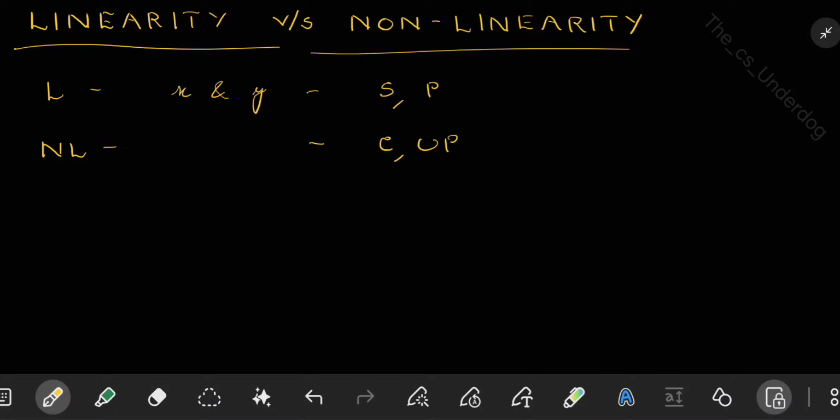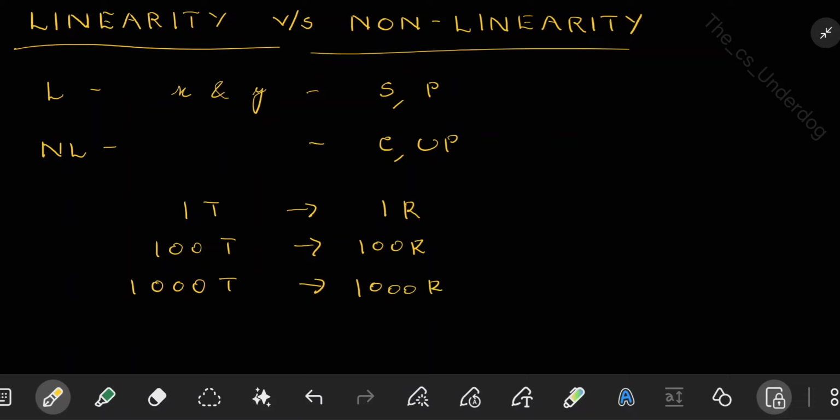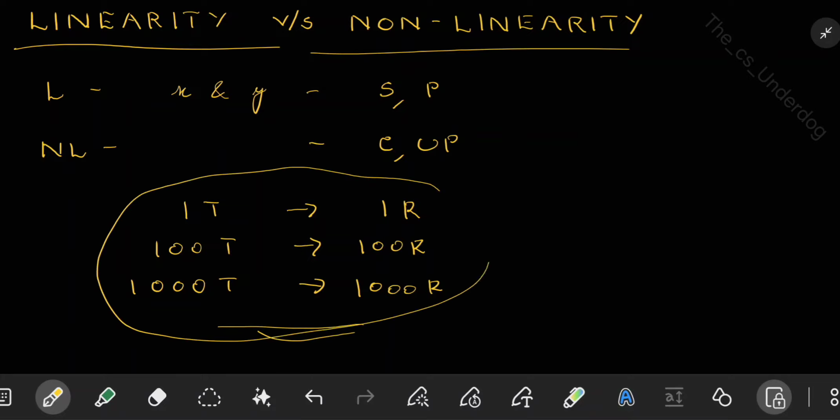Let us take one example scenario and understand when it is simple and predictable and when it is complex and unpredictable. Let us say you went to buy a toffee and you know that you will get one toffee for 1 rupee. If you want 100 toffees, how much money would you want? You will want 100 rupees. The same way, if you want 1000 toffees, then you will need 1000 rupees. This is a linear relationship. This is a simple and predictable relationship.